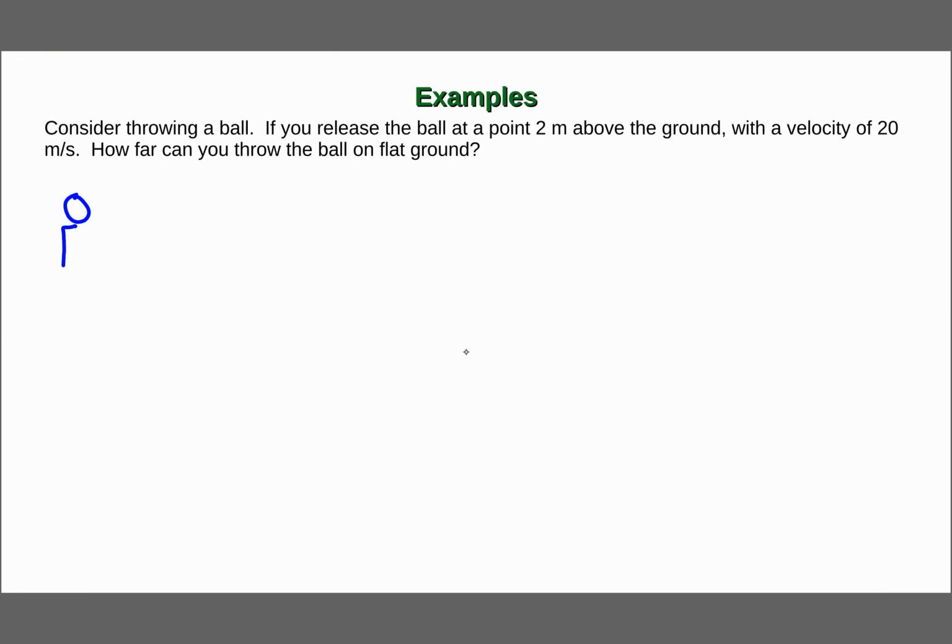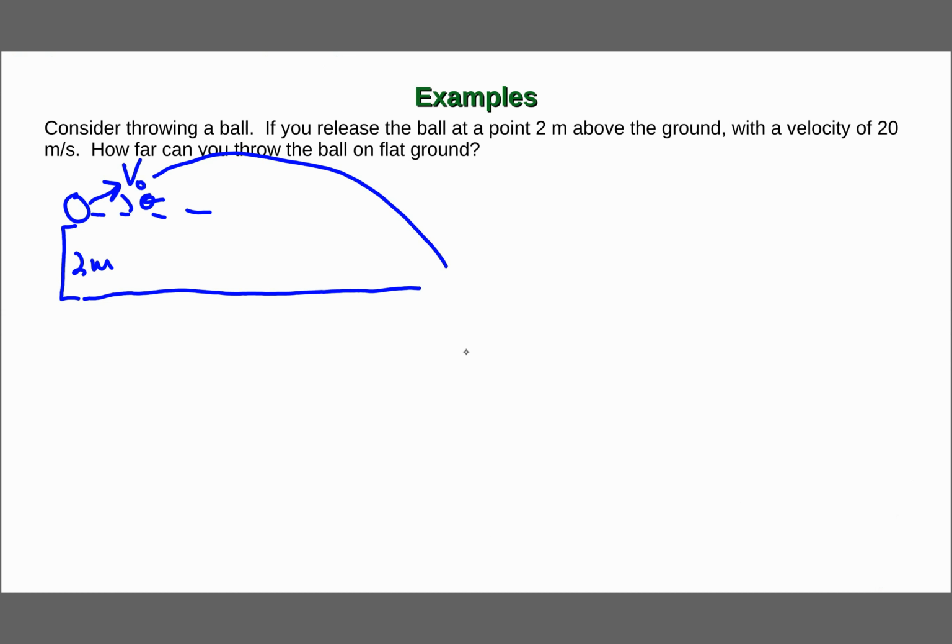We have a ball. It's 2 meters above the ground when you let it go. You give it some velocity, V0, at some angle theta above the horizontal, and it flies out on flat ground and lands somewhere out here at a point we'll call x final. Okay, so let's set up a coordinate system with x in the horizontal and y in the vertical.